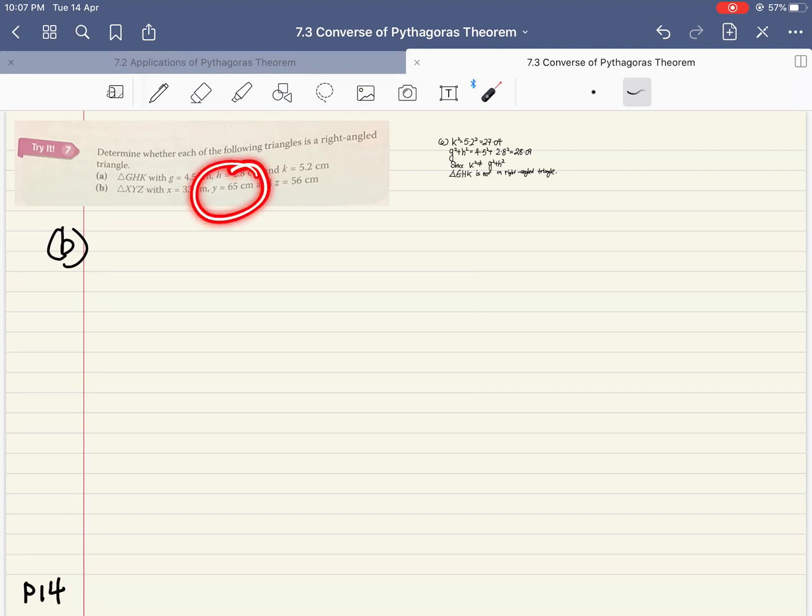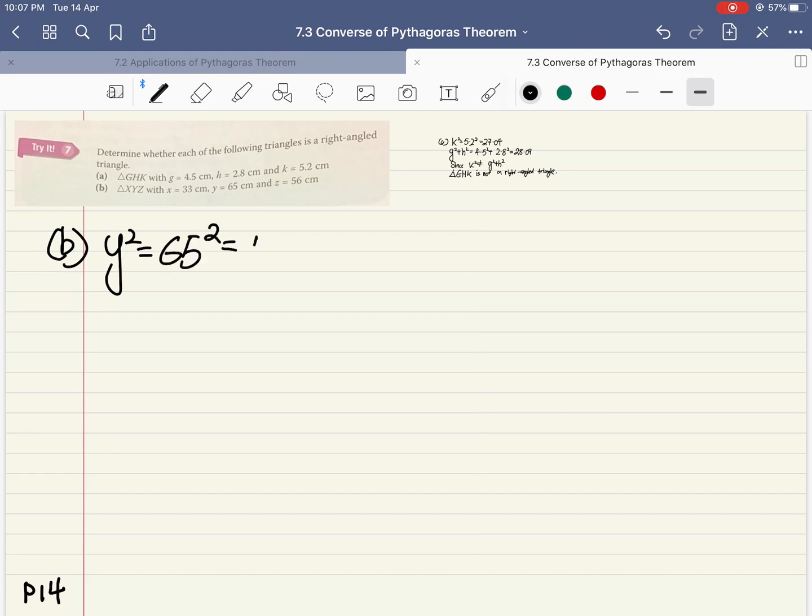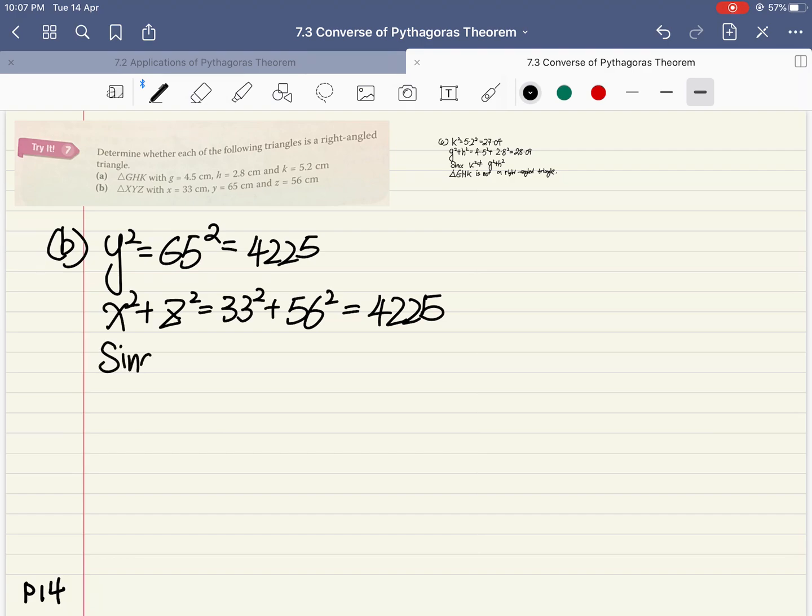Now we have part B, triangle XYZ. Once again, we look for the longer side. The longer side will be 65 cm. So I'll say that y square is equal to 65 cm square, which is 4225. Then I will take the other two sides, 33 and 56. So I say that x square plus z square is 33 square plus 56 square. And lo and behold, the value is also equal to 4225.